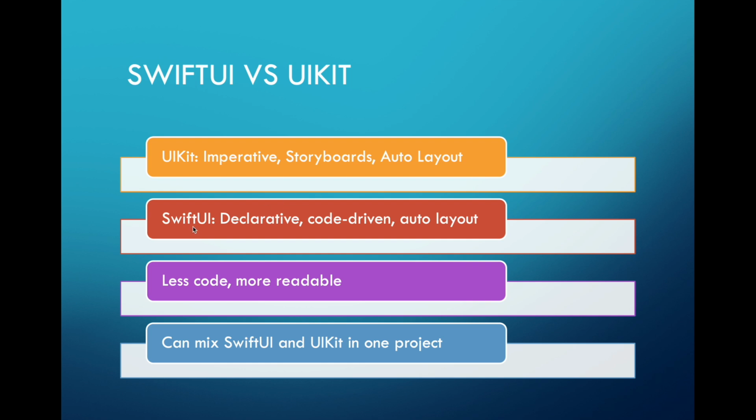SwiftUI, on the other hand, is declarative and code driven. Instead of managing constraints, SwiftUI uses automatic layout systems like VStack, ZStack, HStack. So this makes the code easier, shorter, and cleaner to understand. And the best part is you can still mix SwiftUI and UIKit in the same project if needed.